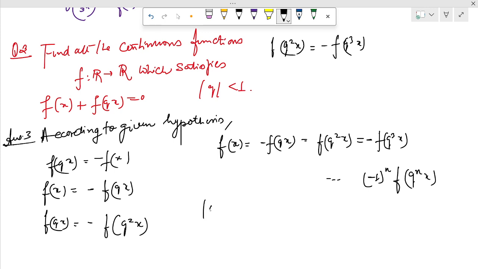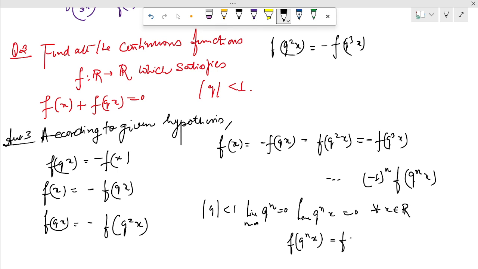And we already know that mod q is less than 1. Since mod q is less than 1, as n tends to infinity, q raised to power n will be equal to 0, or in other words, q raised to power n x will tend to 0. This limit will be equal to 0 for all x belongs to R. And we know that the function is continuous. It implies f of q raised to power n times x will be equal to f of 0.